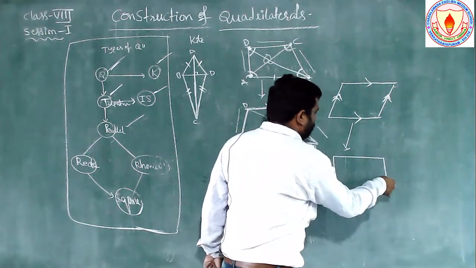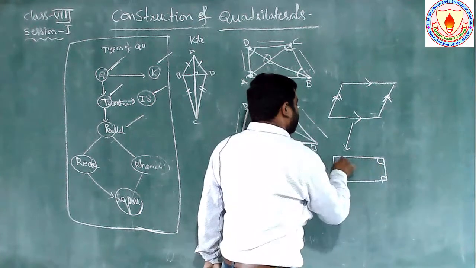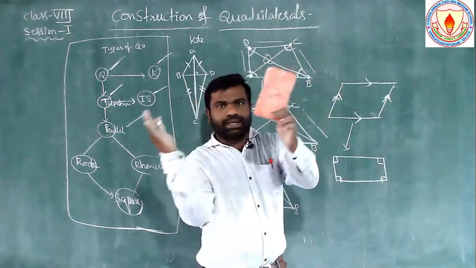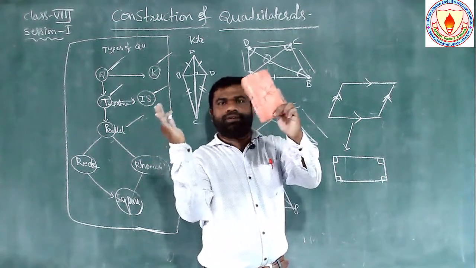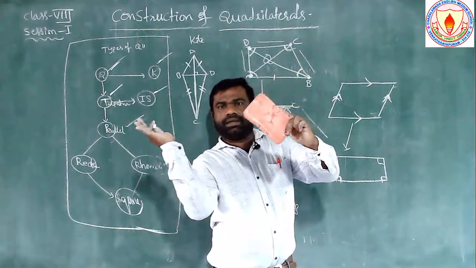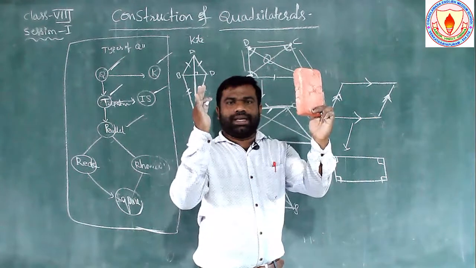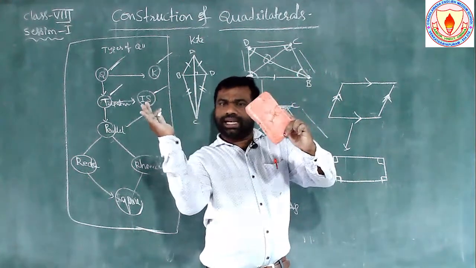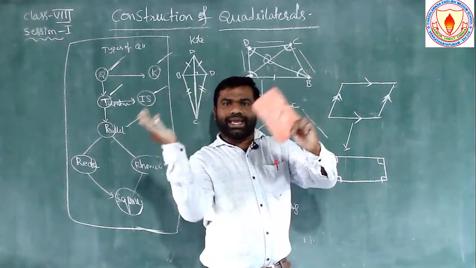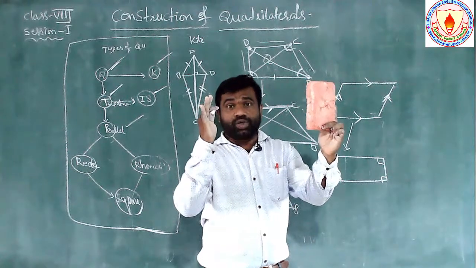In a parallelogram, if one of the interior angles is equal to 90 degrees, automatically the remaining will be 90 only. This is a parallelogram; then we have to straighten it, like bending the parallelogram straight, and we get a rectangle. So one angle is 90 degrees, which means all angles will be 90 degrees only.